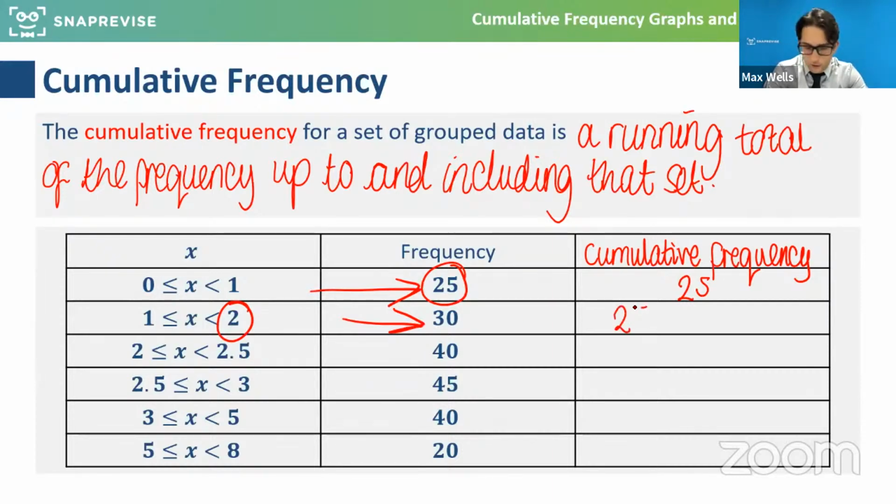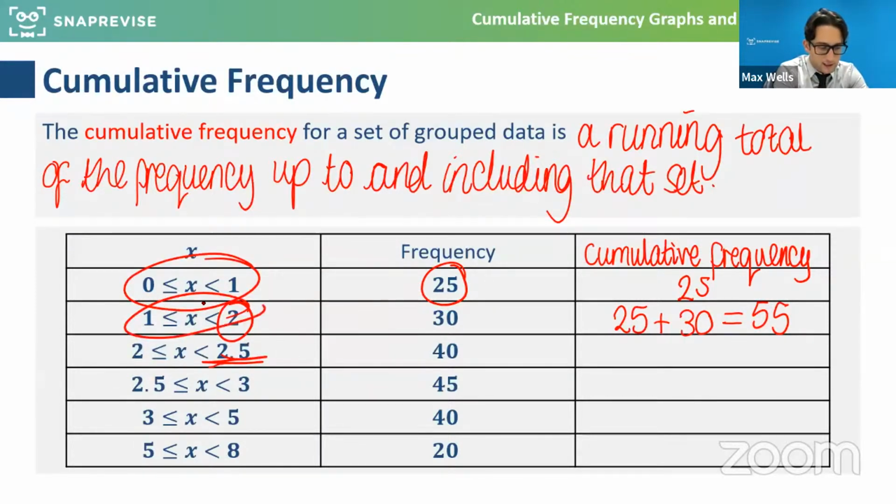So the next value would be 25 plus the 30, and we're going to get 55. Brilliant. And if you could tell me what would be in the next one, that would be superb. So it's now a running total. Now we're saying, up to 2.5, everything in here, here, and in here gets accounted for. So you're taking the previous value, the 55 you've counted so far, and adding the 40 that we've just added to that. And that's going to make 95.